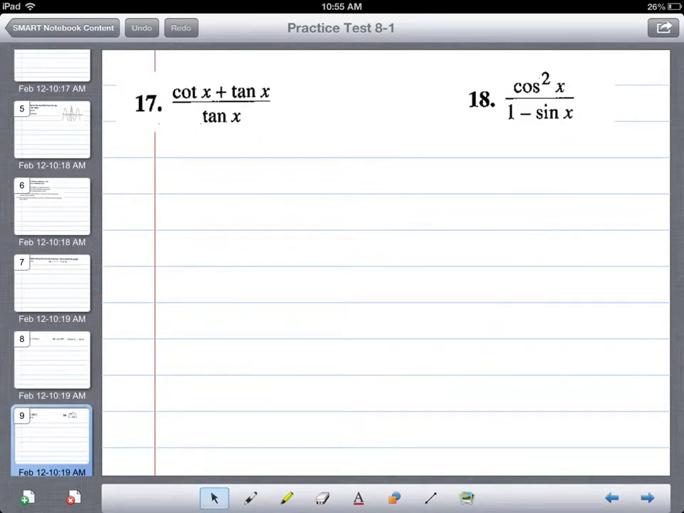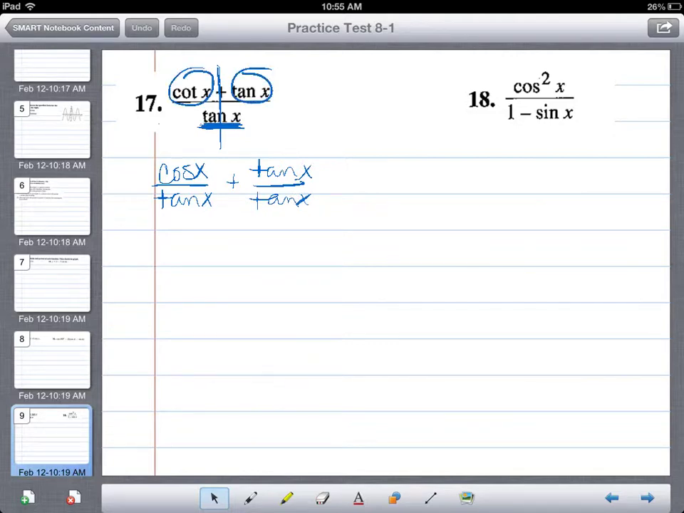Okay, for number 17, I might do this a little differently. There's a few ways you can do this, but one might be to rewrite everything in terms of sine and cosine. But what I'm going to do this time, I'm going to break apart this fraction. You see that they are both over the same denominator, tangent x. So I'm going to separate those two terms out and put them over the same common denominator, tangent x. So I just split apart the numerators, put them over the same denominator, tangent x. Okay? Now I know tangent x over tangent x would simplify to 1. Oh, and that should be cotangent.